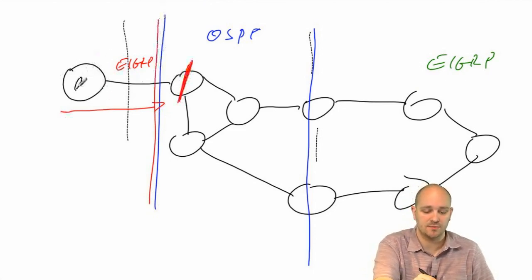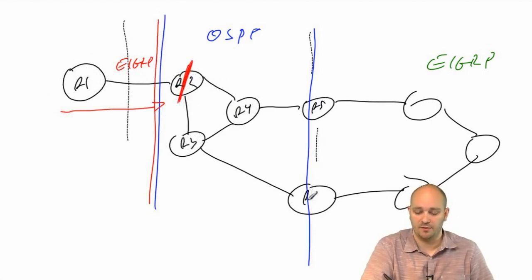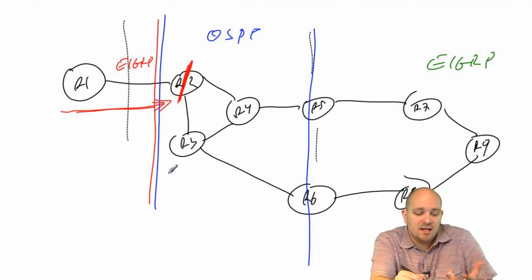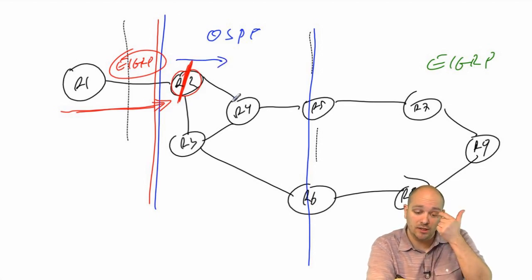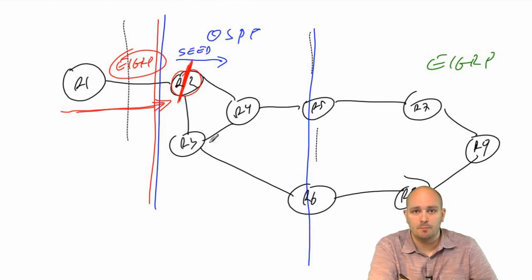Let's give them some names. So this is R1, let's say R2, R3, R4, R5, R6, R7, R8, and let's say R9. So here we have some route that is, let's say, an internal EIGRP route. It's an internal EIGRP route on R2. And then this route is going to be injected into the OSPF domain with some seed metric.